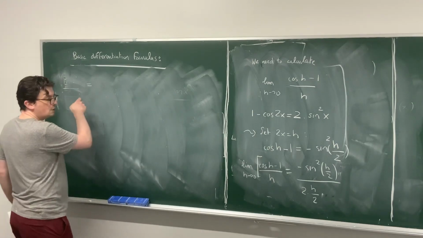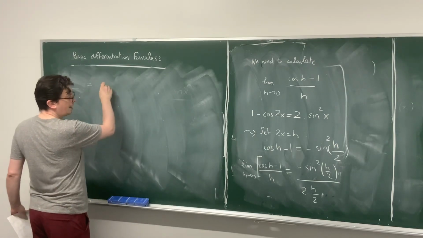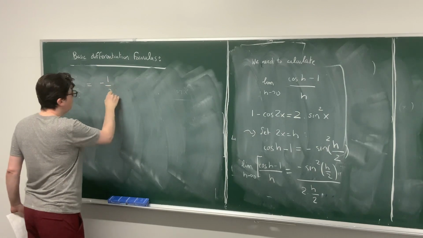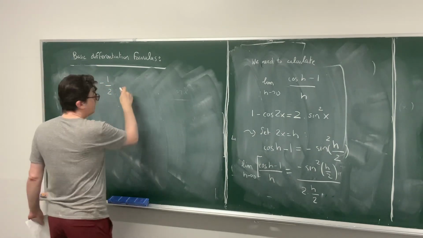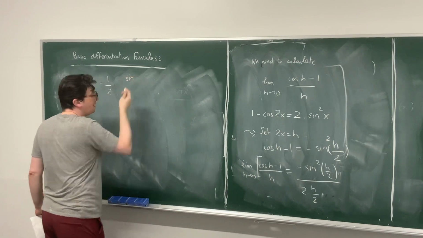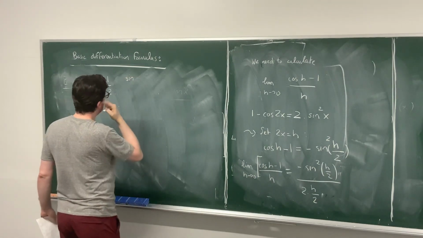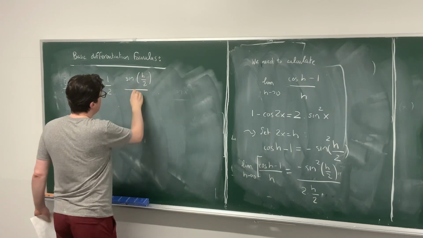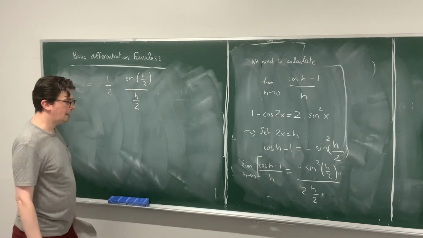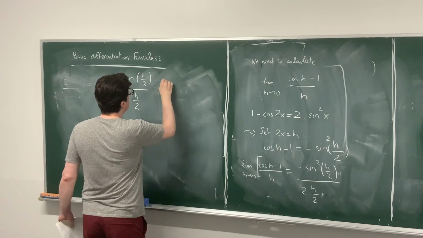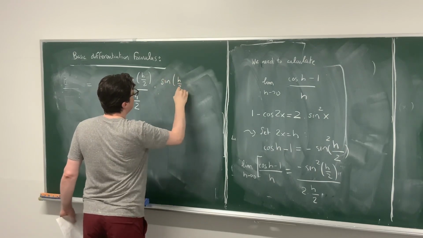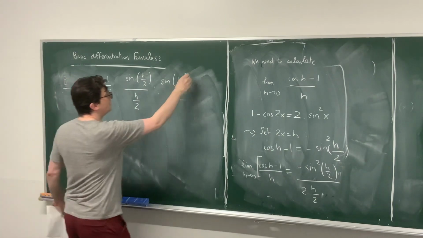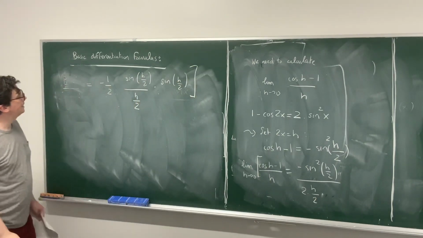So here we continue. We can write this as minus 1 over 2, right? And then we will have sine to the square, so it means 2 times sine h over 2 divided by h over 2, okay? And another one, sine h over 2. That's right. And now we are ready. Now we can close, because everything is clear.